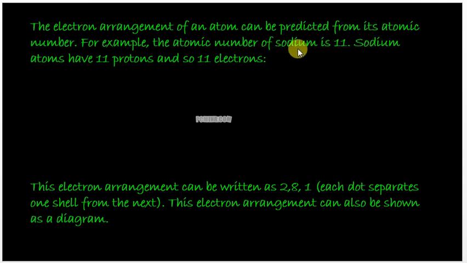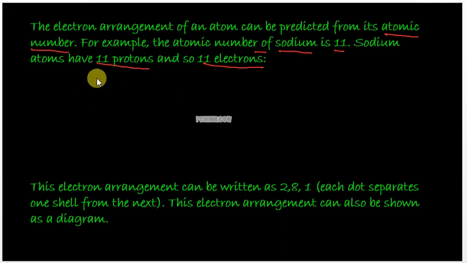So let's check how we can arrange the electrons in an atom. Let's take the example of sodium. This electronic configuration is predicted from the atomic number. We know that the atomic number indicates the number of electrons in a particular atom. Sodium's atomic number is 11, which means that a sodium atom has 11 protons and 11 electrons. So let's see how these 11 electrons can be placed in a sodium atom.